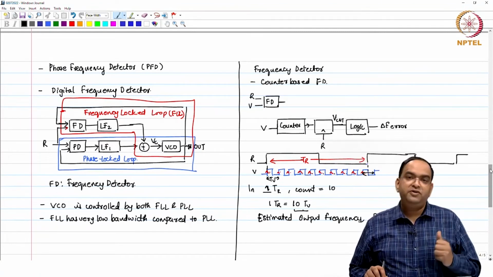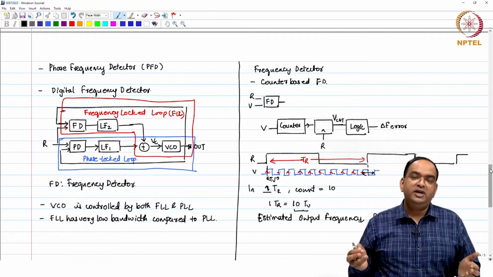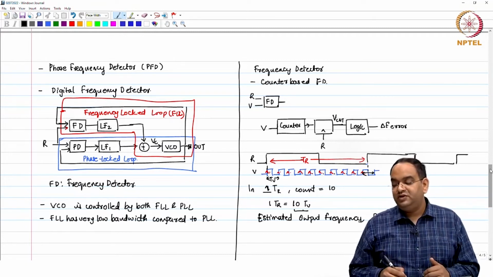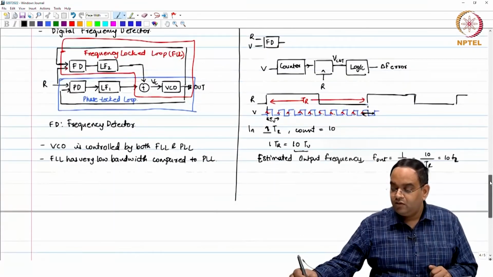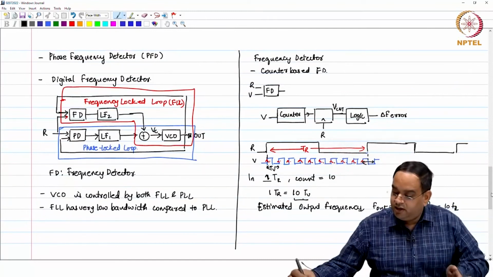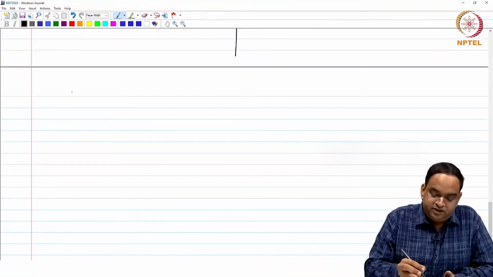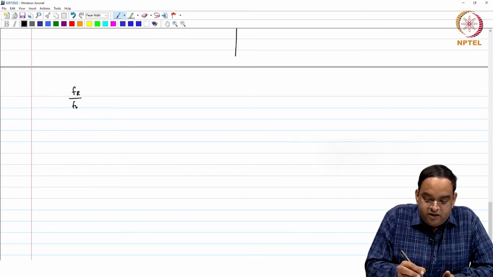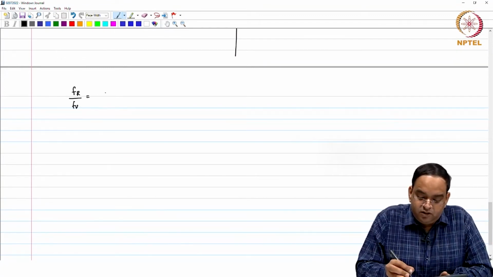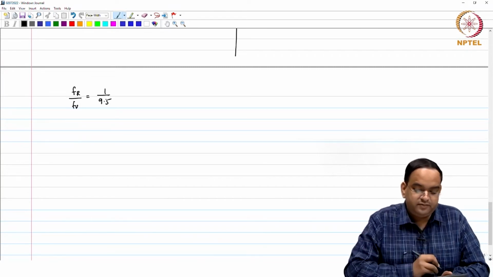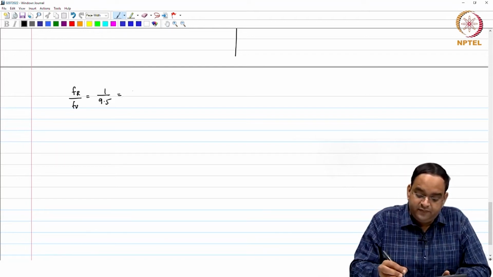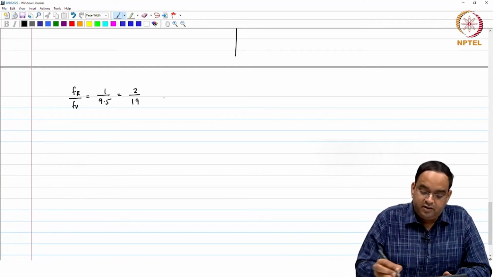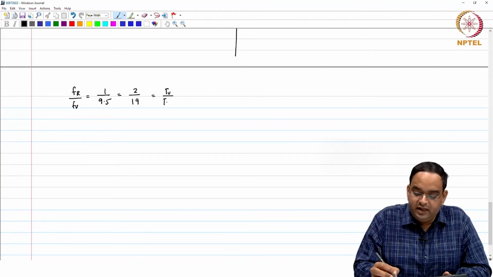Now, here we are counting only with respect to one reference period. Sometimes in one reference period we are not going to get more accuracy. It will be easier to understand from here: FR by FV in our previous example was actually 1 by 9.5. FV was 9.5 times larger than FR, which means if I take 2 by 19, that is your TV by TR.